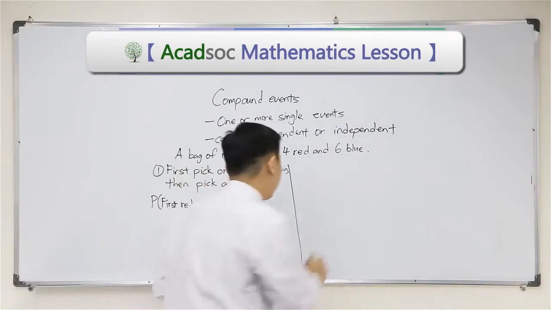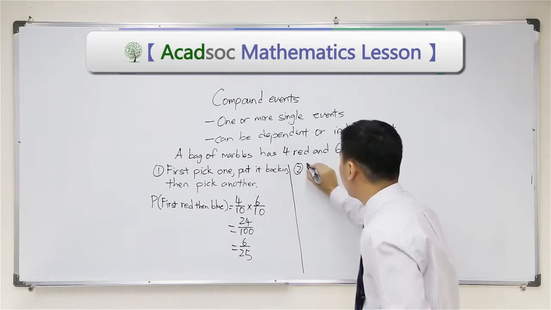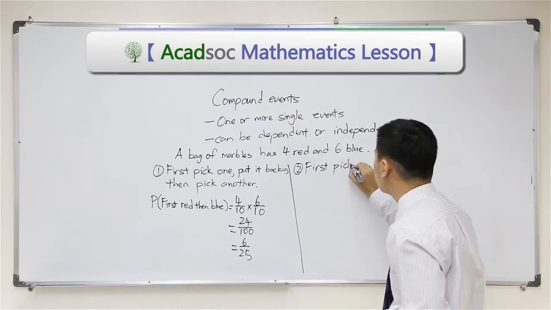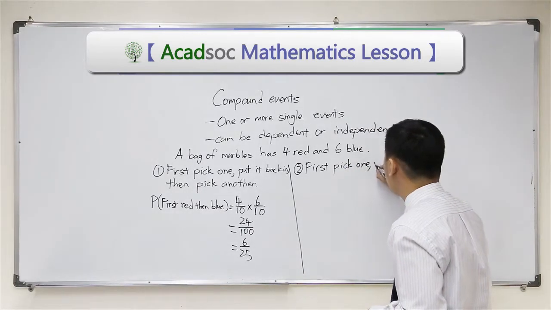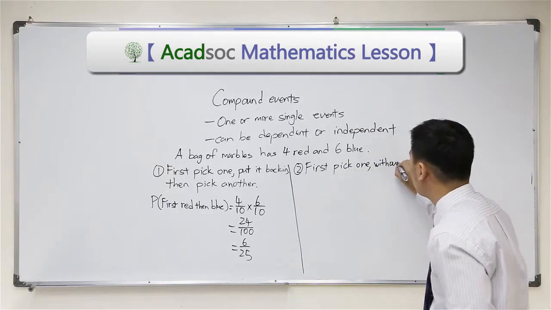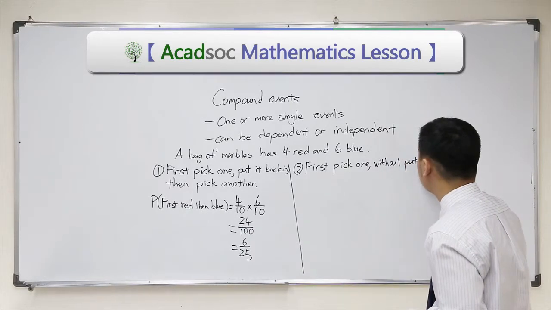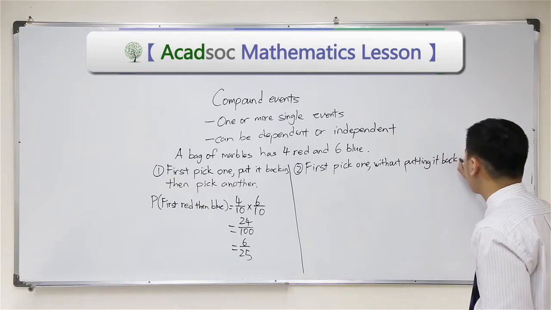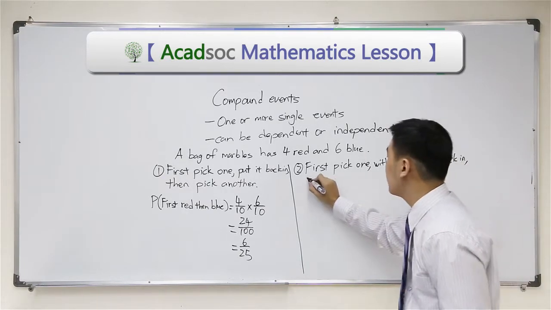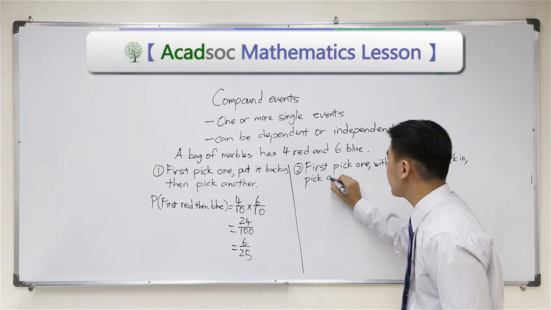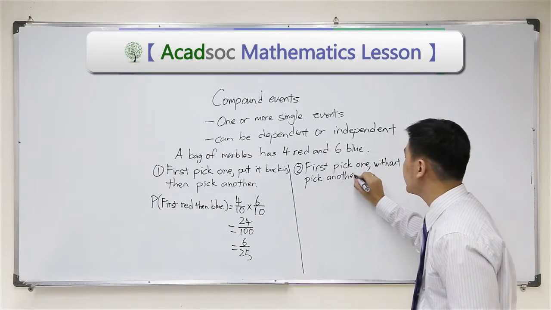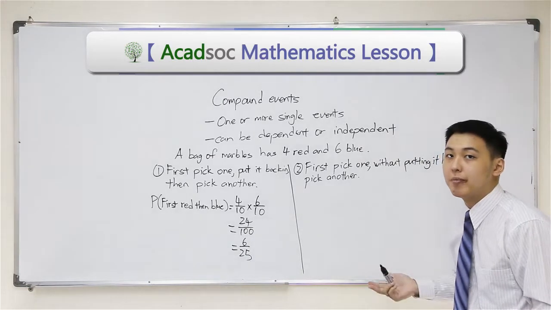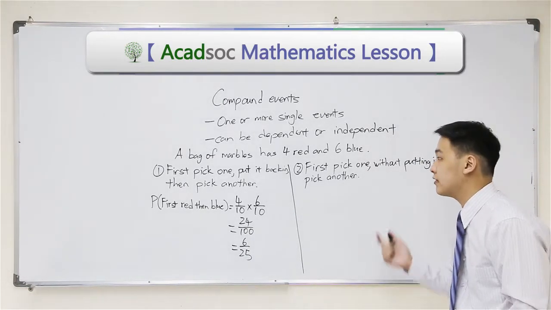Now let's say we have a different game. Now instead of putting back in, we first pick 1 without putting it back in. Pick another. In this case, this is the dependent event, because the picking of the second marble directly relates to the picking of the first marble.